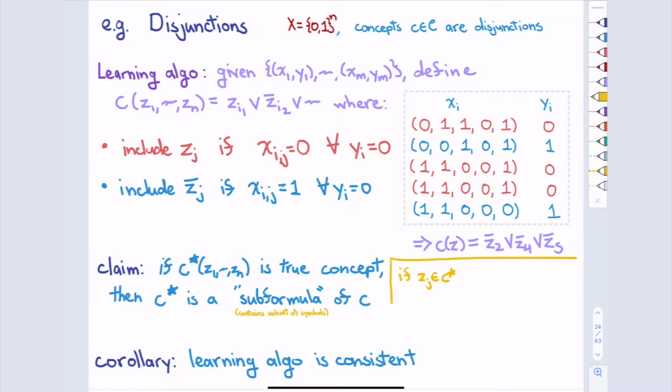Because it's a disjunction, if it's true in the sum formula, it will be true when we tack on more. Just adding more symbols is just more excuses to label something true. So if C star labels something true, then our C, which is certainly at least as big, will also label it as true. So then we get true is true. All right, so that's why it's consistent.